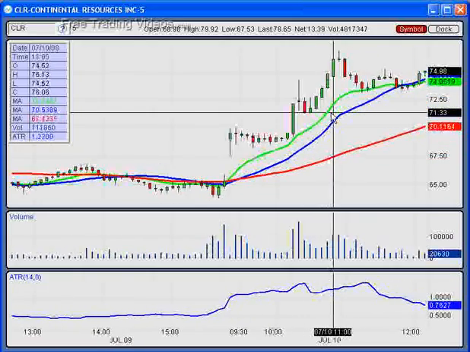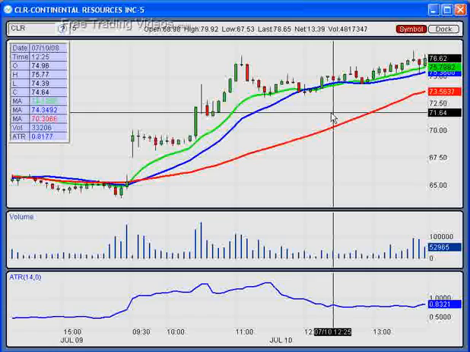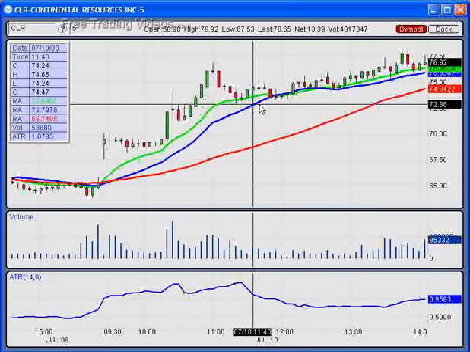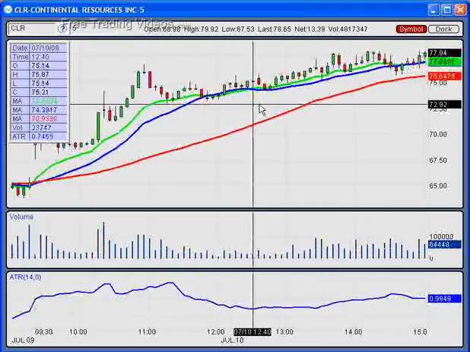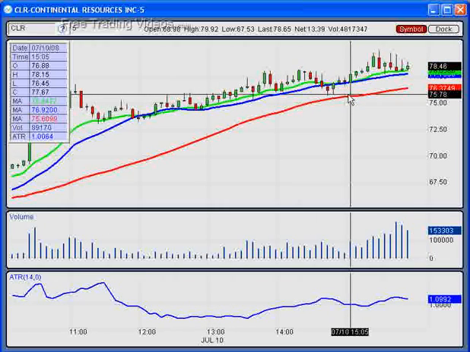Pullback. Looking to break the high before I move the stop. There we break the high. Now my stop would come up underneath the low here. There we break the high. My stop would come underneath the lows through here. Okay, that's to close the day.